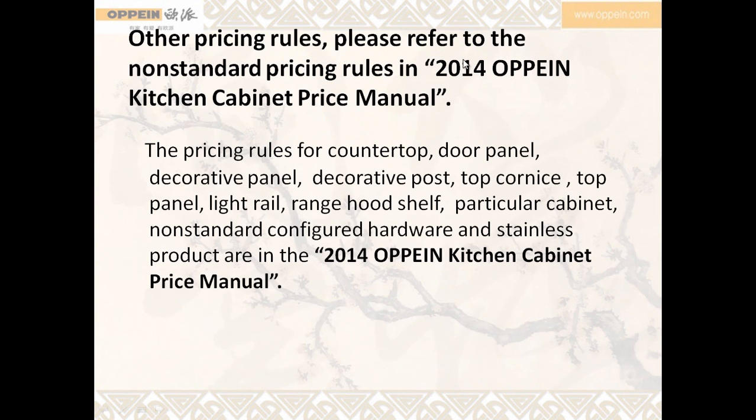Other pricing rules, please refer to the non-standard pricing rules in 2014 OPPEIN Kitchen Cabinet Price Manual. The pricing manual for countertop, door panel, decorative post, top cornice, top panel, light rail, range hood shelf, particular cabinet, non-standard configured hardware, and stainless product are in the 2014 OPPEIN Kitchen Cabinet Price Manual.